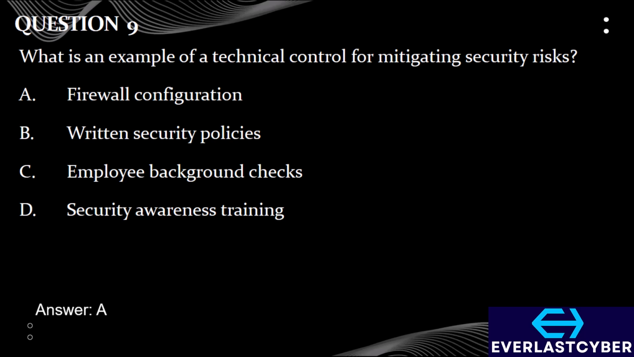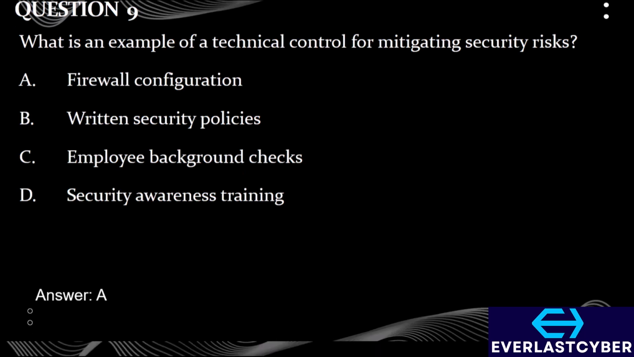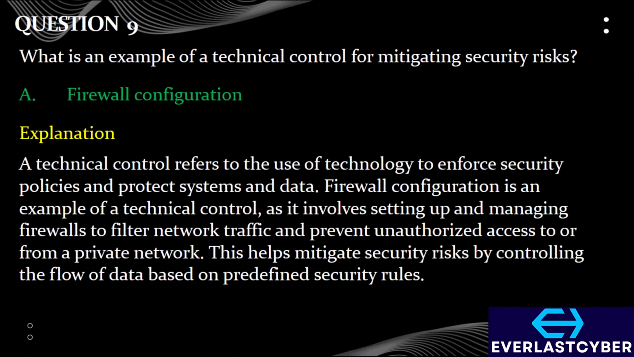The other options, the written security policies, employee background checks, and security awareness, are administrative controls because they deal with policies, procedures, and human factors rather than a direct technological enforcement. So we'll be going with firewall configuration. It involves the setting up and managing of firewalls to filter network traffic and prevent unauthorized access to or from a private network. This helps to mitigate security risks by controlling the flow of data based on predefined security rules.